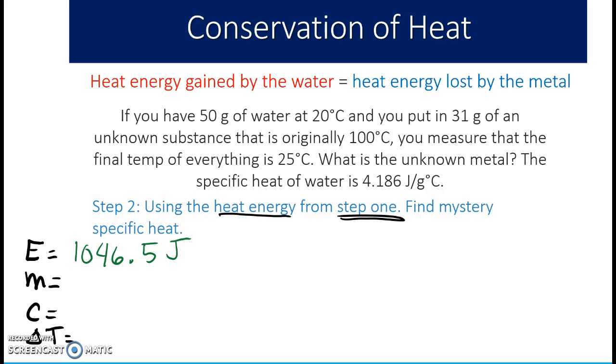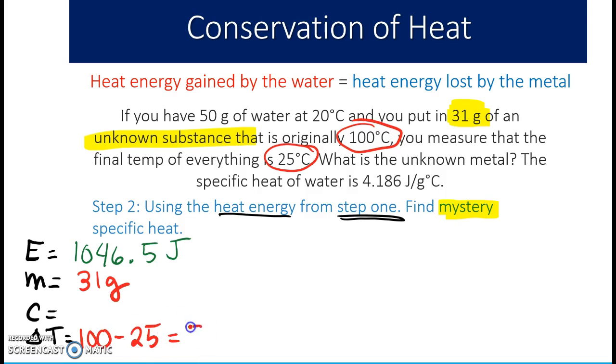Then I need to read through the problem to find my other variables. This time I'm only using the variables that apply to the unknown or the mystery sample. So I'm told that I have 31 grams of my unknown substance. Mass is measured in grams, so I have 31 grams. I'm told that this substance has an initial temperature of 100 degrees Celsius and the final temperature of everything, meaning both the metal and the water, is 25 degrees Celsius. So I'm going to take 100 minus 25.